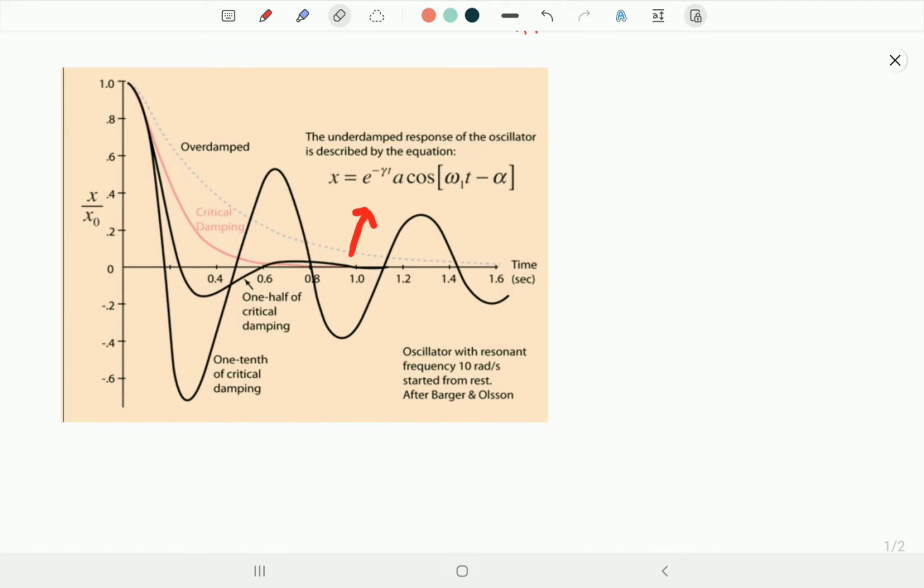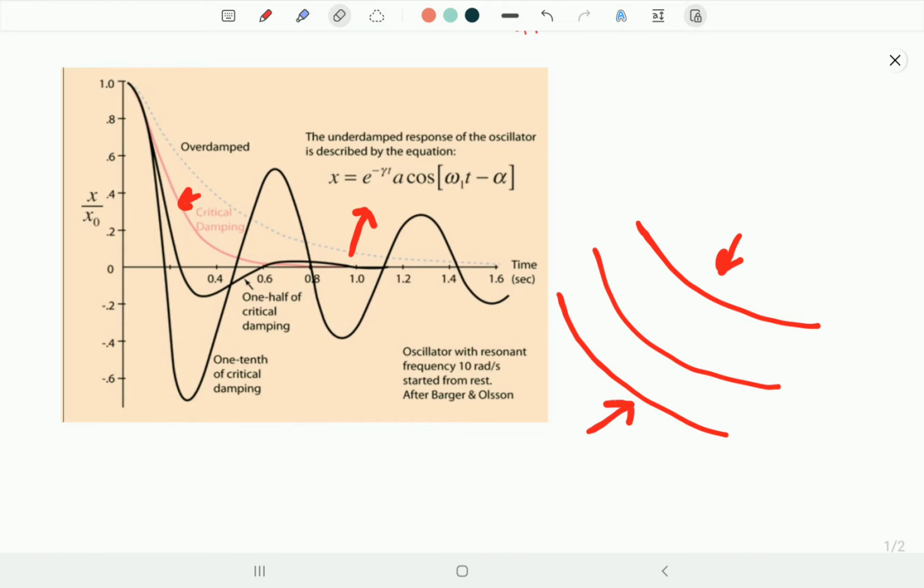Now this one, you can see just below the overdamped curve, this is the critical damping. So critical damping is somewhat like this. This is the overdamped and this is the underdamped. Okay, this is the underdamped. Now again you can see this curve which is just below the critical damping curve, this curve is one half of critical damping.